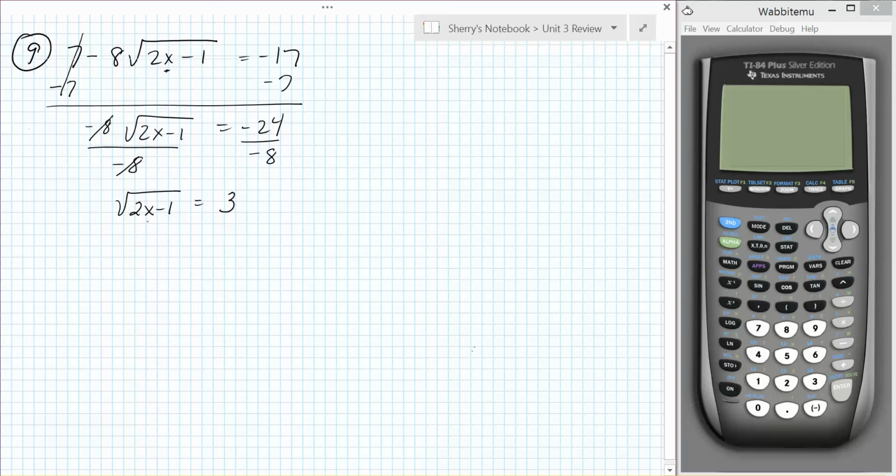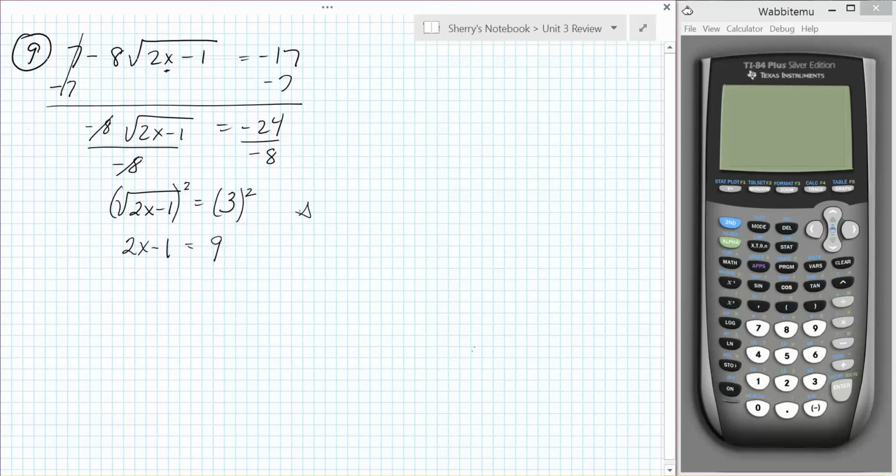Okay, I still want to get the x by itself. The 1 and the 2 are inside the square root, so the square root is the farthest thing away. To get rid of a square root, I'm going to have to square both sides of the equation. The square and the square root undo each other and leave me just with what was inside, so in this case that's 2x minus 1. And on the right, I do 3 squared, which is 9.